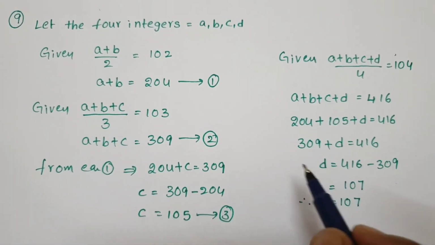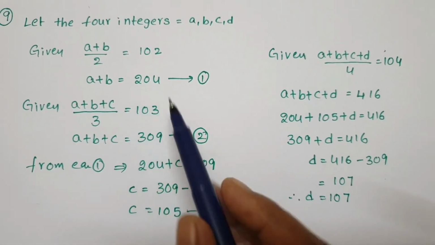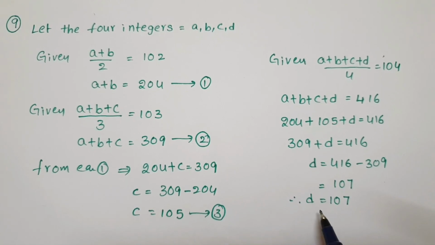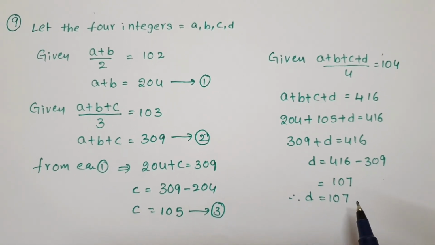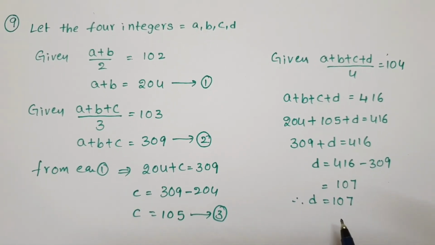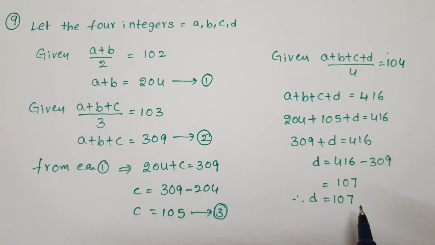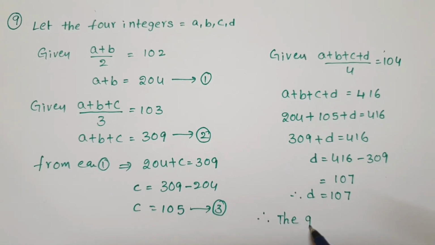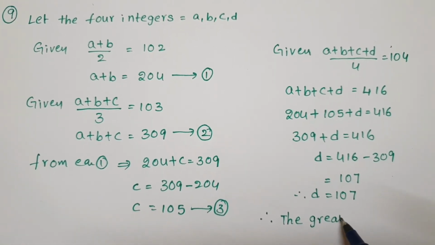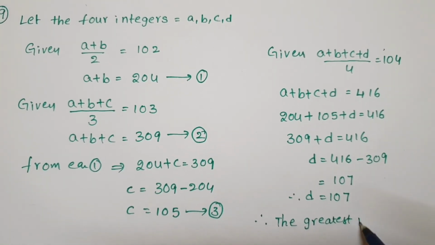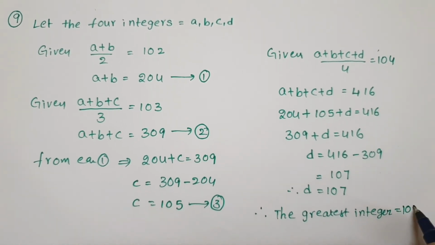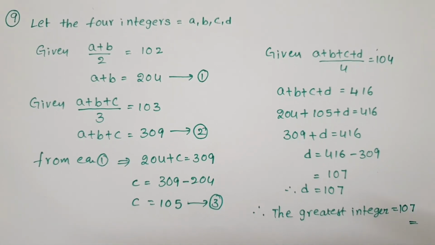For this, observe the totals. Here A plus B is 204, C is 105, D value is 107. Among these values, which is the greatest integer? 107 is greater. So therefore, the greatest integer equals 107. 107 is the greatest integer.